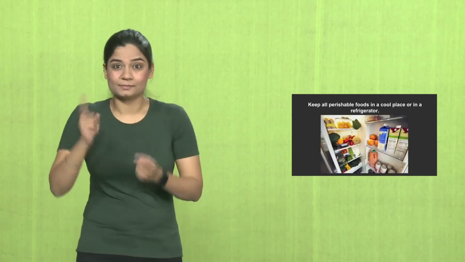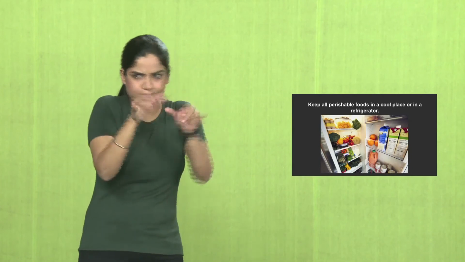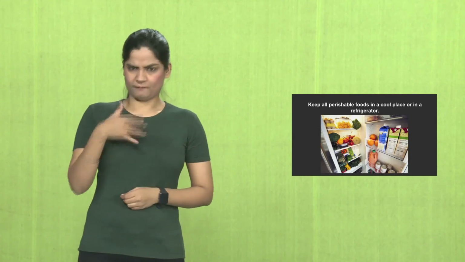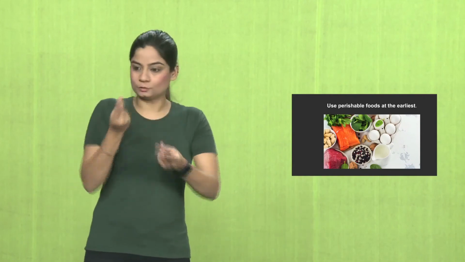Keep the perishable foods in a cool and dry place or in the refrigerator always. When you know that there is a particular perishable food which will go bad immediately, always finish it at the earliest. Feed them to your family members, just use fresh foods every day.